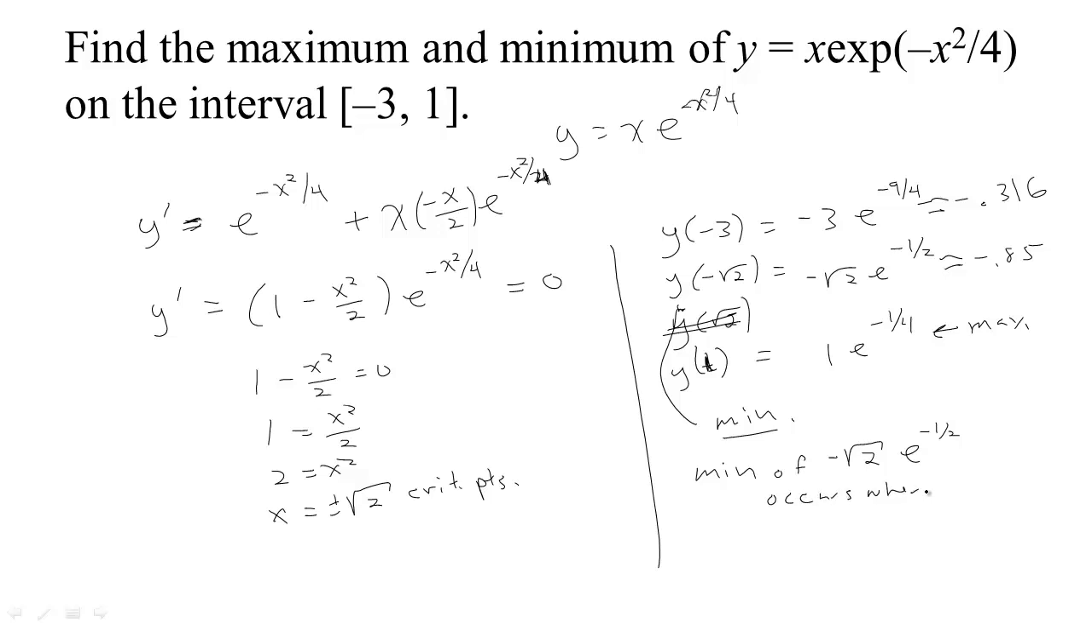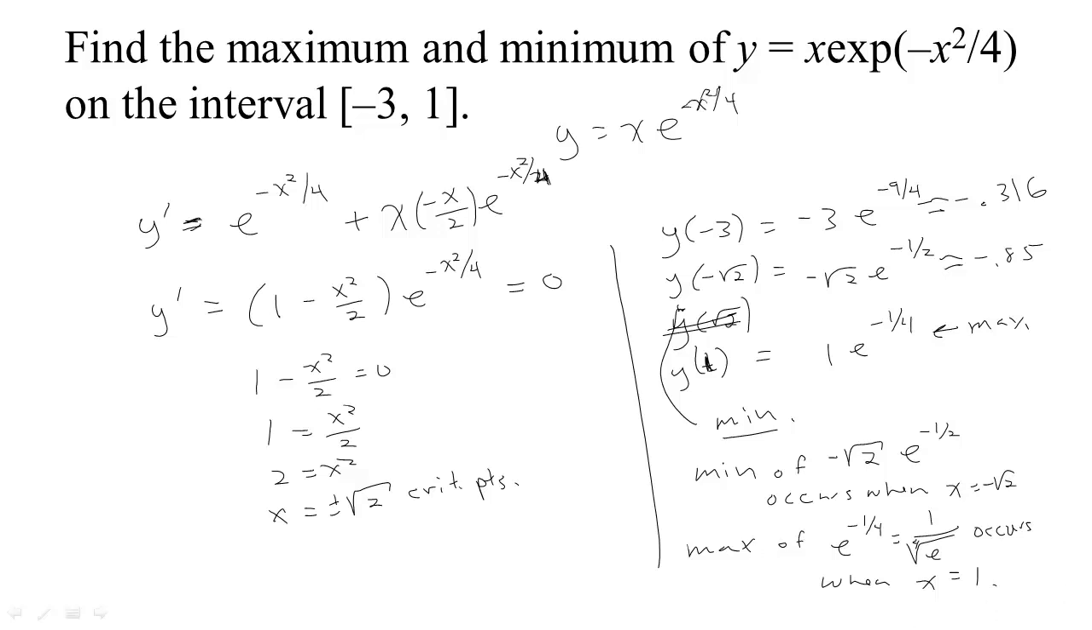occurs when x equals negative root 2, and the max, which is 1 times e to the negative 1/4, so max of e to the negative 1/4, or that's 1 over the 4th root of e, if you like, occurs when x equals 1, right? So when x equals 1, that's how we got that highest value.